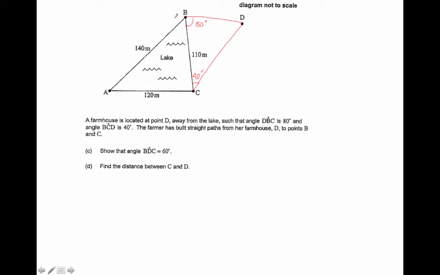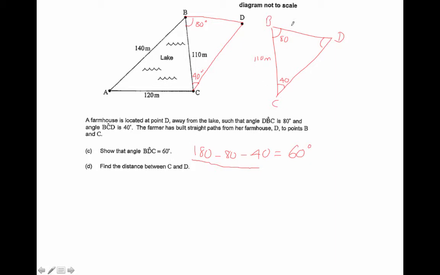And there's straight paths going from B to D and C to D, and we're first asked to show that BDC equals 60. So if we look at this new triangle now, C, B and D. We've got 110 meters, that'll be useful in a second, 80 and 40. We know that angles in a triangle add up to 180, so to find this leftover angle here, we need to do 180, take away 80, take away 40, which is 60. Okay, so to show that, you needed to see this sum here, 180, from angles in a triangle.